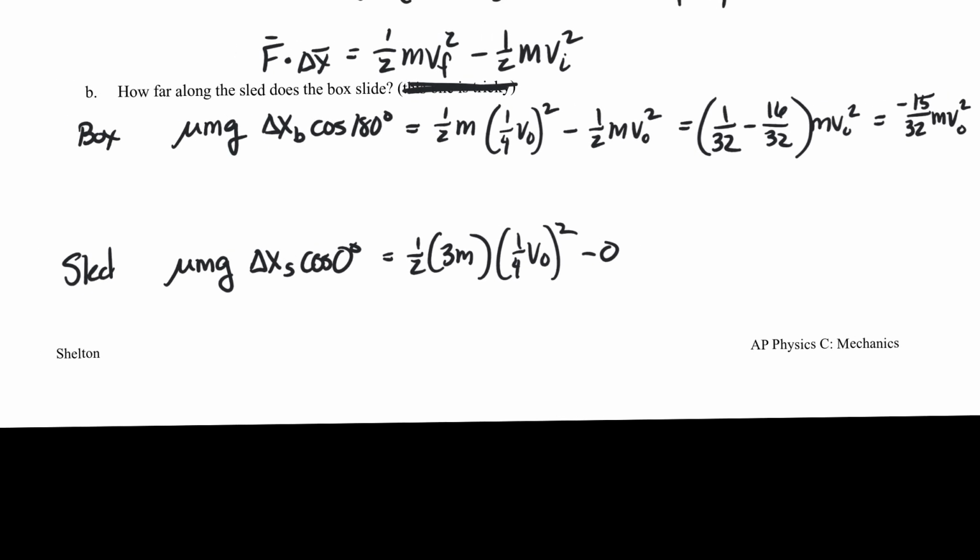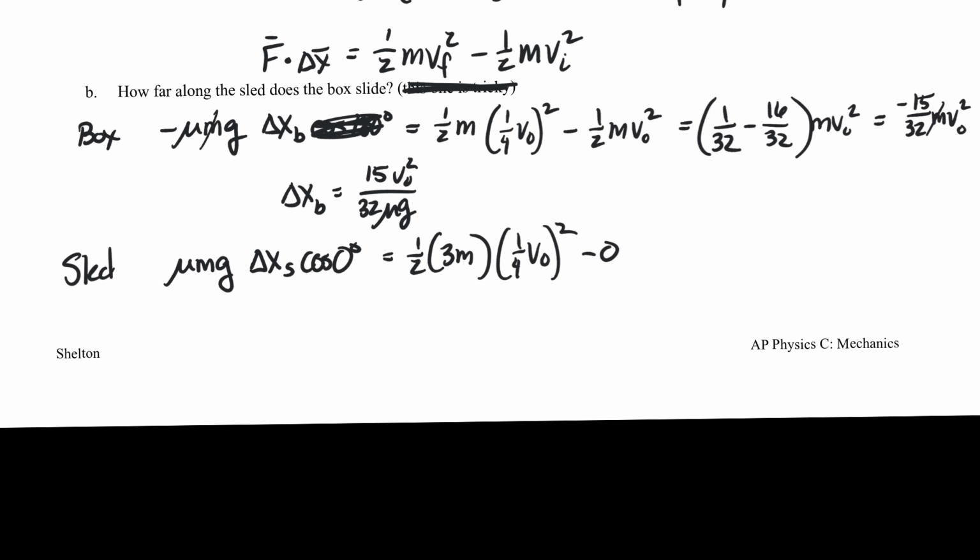All right, that's a lot. And that equals mu mg delta x_b cosine 180. So negative, and just get that out of there. All right, I can cancel the m's. So I have an m in both terms. But now I just need to get rid of the negative sign, and delta x_b equals 15 v naught squared over 32 mu g. I canceled the m out. All right, that's my algebra.